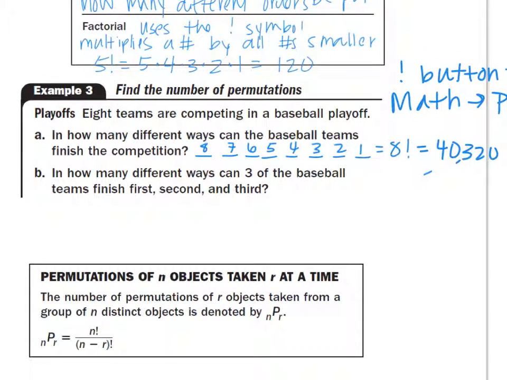For our next problem here, if we only care about first, second, and third place, well, we would only have 3 of these little spots. So 8 of them could come in first. Then once we assign first, only 7 can come in second, 6 could come in third. Multiply those out, and we get 336.